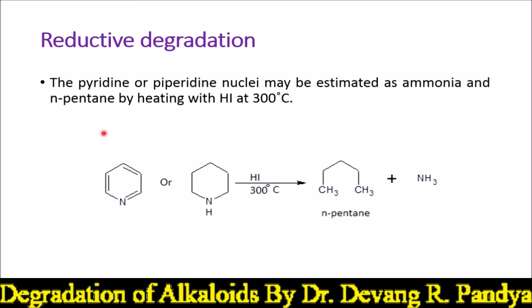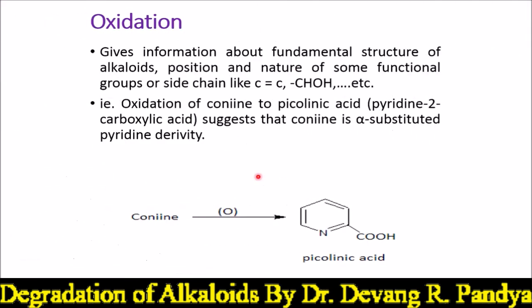Reductive degradation process is there as well. The pyridine or piperidine nuclei, if any alkaloid has this skeleton in it, may be estimated as ammonia and normal pentane by heating with hydroiodic acid at 300 degrees centigrade. So if we have these two kinds of skeleton in any alkaloid compound, by treating it with hydroiodic acid at 300 degrees centigrade, we're going to remove this nitrogen in the form of ammonia and we'll get normal pentane. So this is another degradative process.